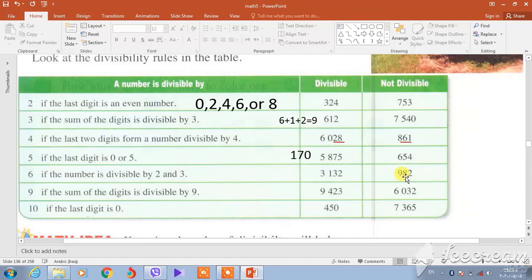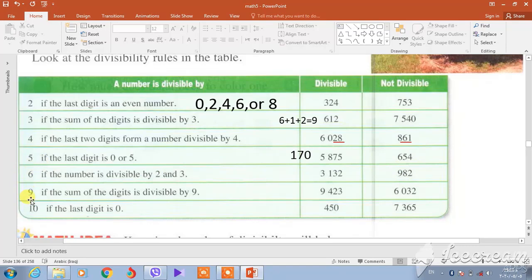And we have 982. Is it divisible by 2? Yes, because the last digit is an even number. Is it divisible by 3? No, because 9 plus 8 equals 17, and 17 plus 2 equals 19. 19 is not divisible by 3. And because it is not divisible by 3, it is not divisible by 6. We need to find divisibility by 2 and 3 first, and after that, divisibility by 6.